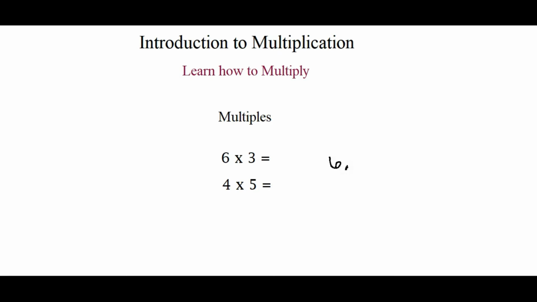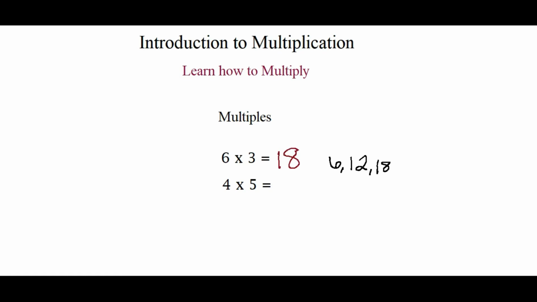6, 12, 18. And we're done. We're only counting in multiples of 6 up to 3 times. So 18 is our answer. 6 times 3 equals 18.